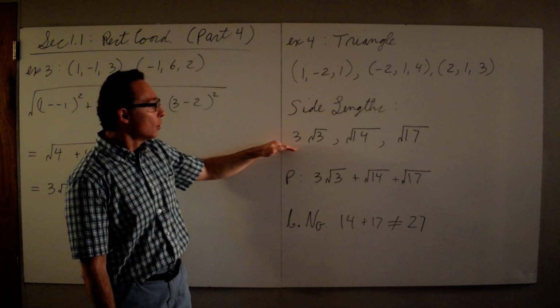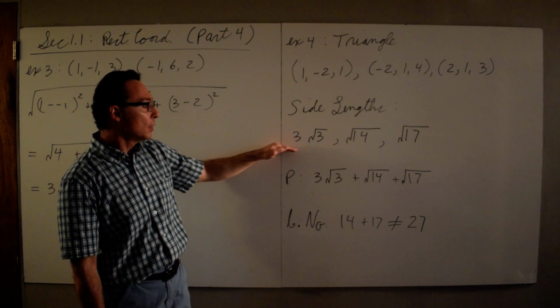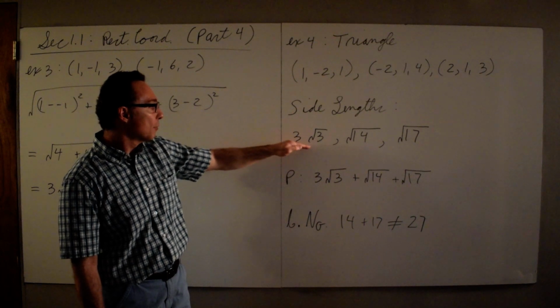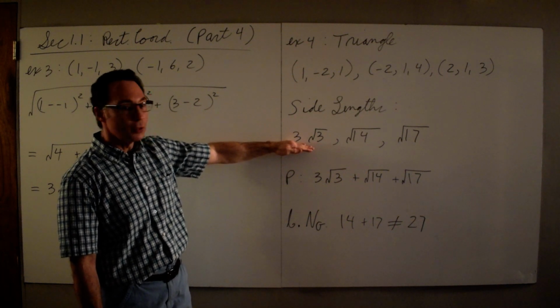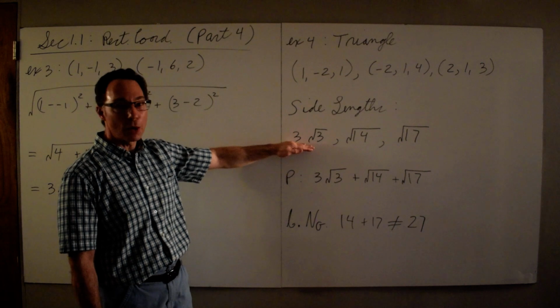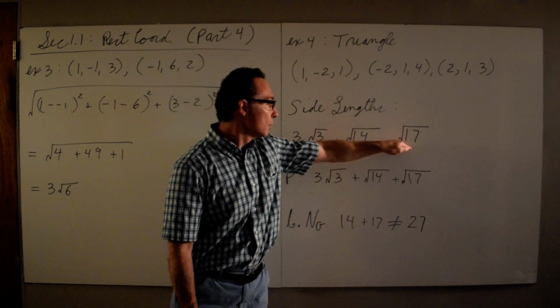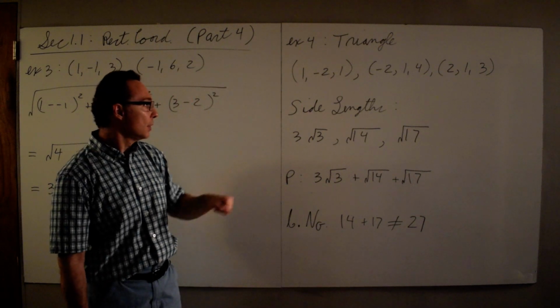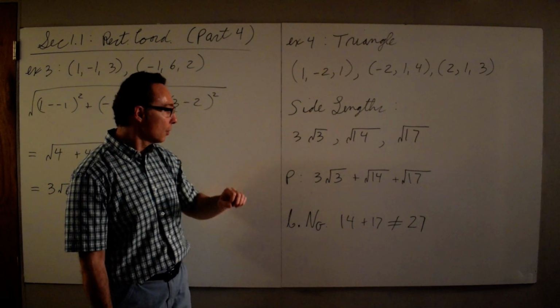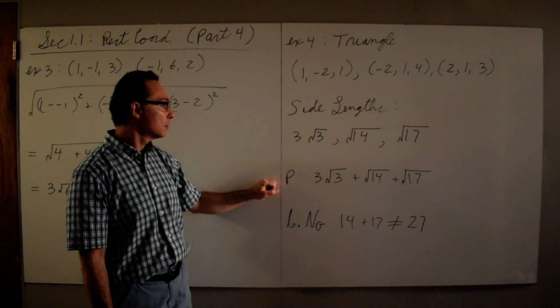So the side lengths of the triangle, we use the distance formula 3 times. We have 3 square root of 3, which is the square root of 27. That'll come in handy a little bit later. Square root of 14 and the square root of 17. These are our side lengths. The perimeter is simply the sum of the 3 sides.